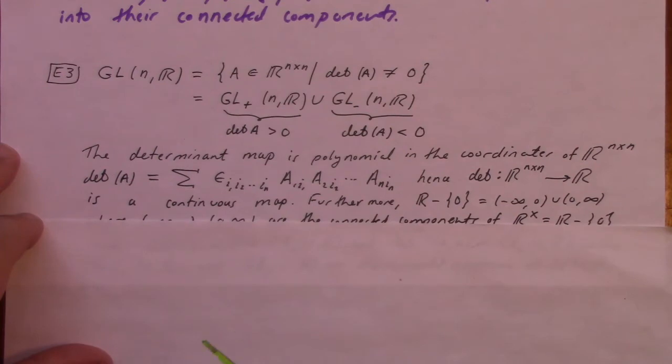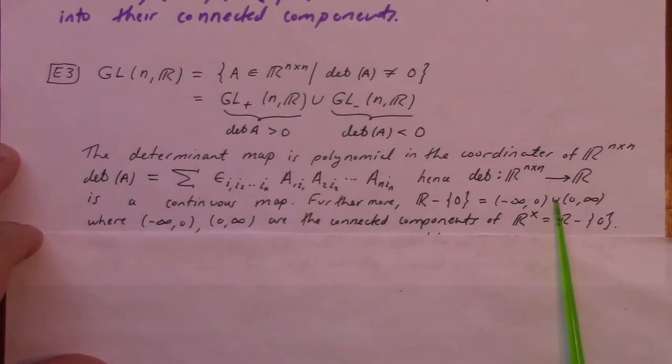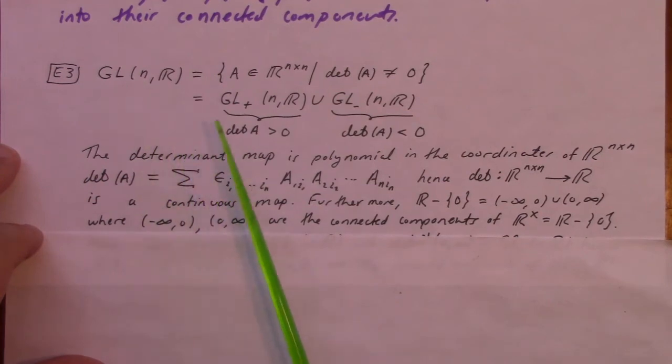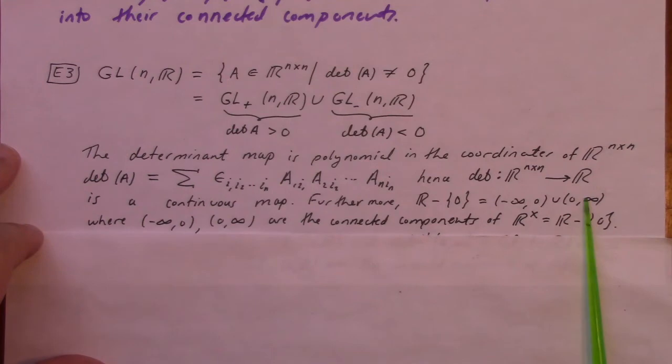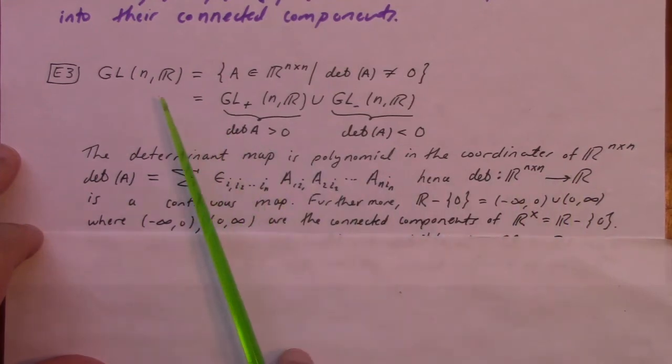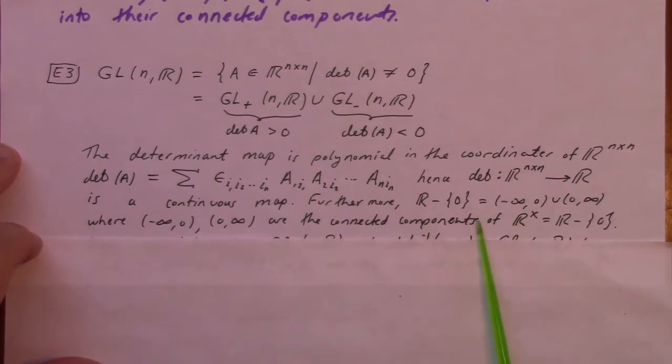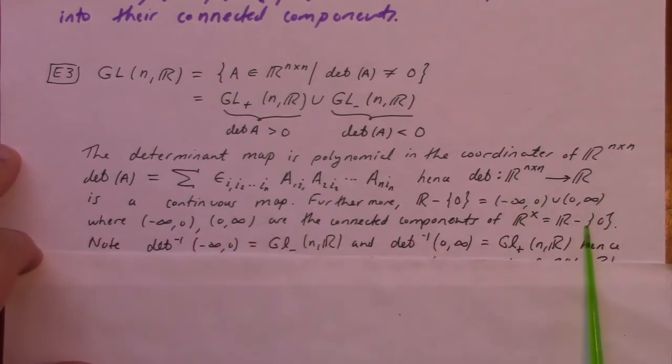And furthermore, the reals with 0 deleted, well, that's the range of the determinant. So if we restrict the determinant map to GL_n(R), then its range is this. And the restriction of a continuous map is, again, continuous. And so, in fact, the image under the determinant of the n by n matrices is the space X from example 2. It's the reals with the origin deleted.